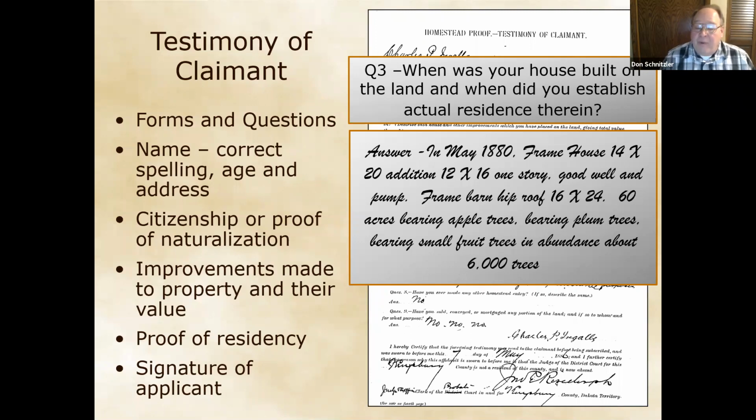They've built a frame barn, hip roof, 16 by 20, and then they have 60 acres, bearing apple trees, plum trees, small fruit trees in abundance. Mr. Ingalls was a busy worker. One of the things that's interesting here is that they don't say how big the house is. Now, I have no doubt that Mr. Ingalls completely built a 14 by 20 foot or a 12 by 16 foot building.